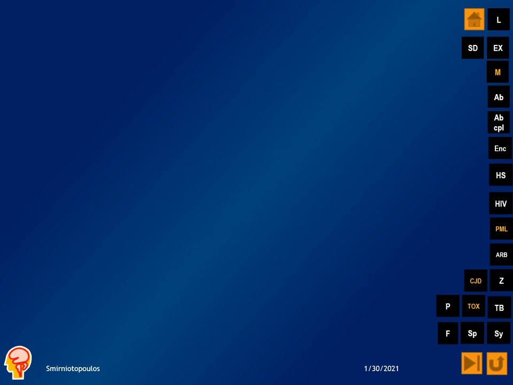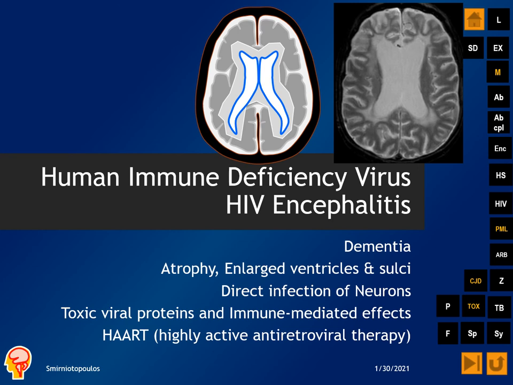Let's now turn our attention to HIV encephalitis. These patients may present with a progressive dementia. Imaging typically shows evidence of volume loss or atrophy with enlarged ventricles and sulci out of proportion to the patient's age. HIV directly infects the neurons, causing neuronal loss, but there's also the suggestion of toxic viral proteins and immune-mediated effects. HIV encephalitis is less common now because of the application of highly active antiretroviral therapy.